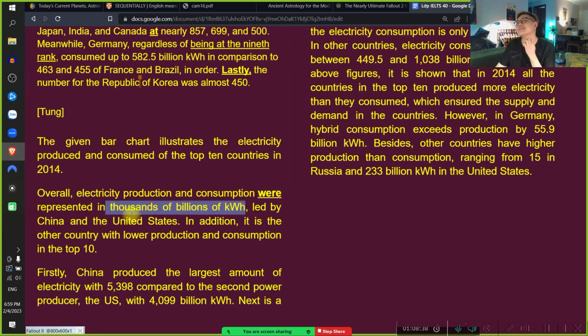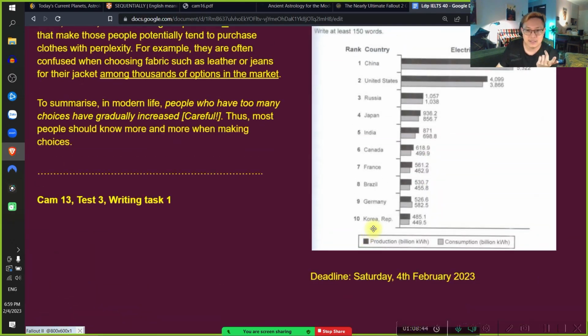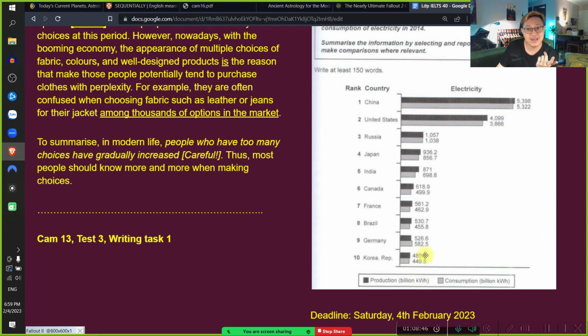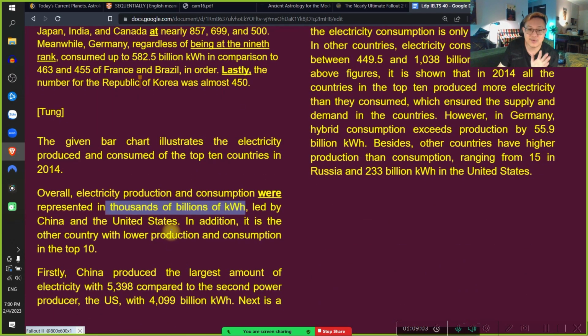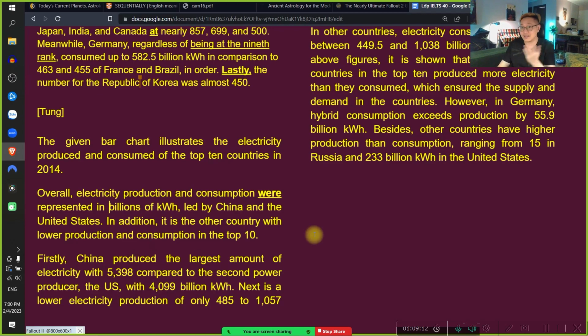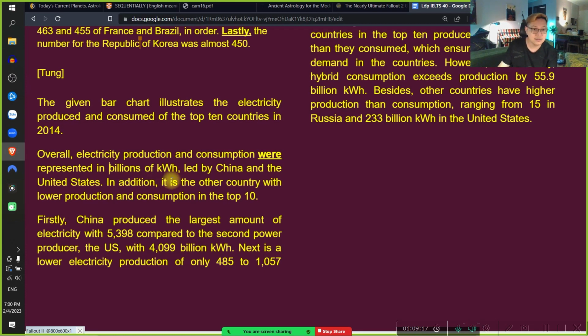It's not always thousand or billion, because you can see here they say only billion, and these ones are only hundreds of billions. These three at the top are thousand or billion, but the rest are hundreds of billions. So this is not true. Just say represented in billions of kilowatt hours, which is enough, because the unit also says billions of kilowatt hours.